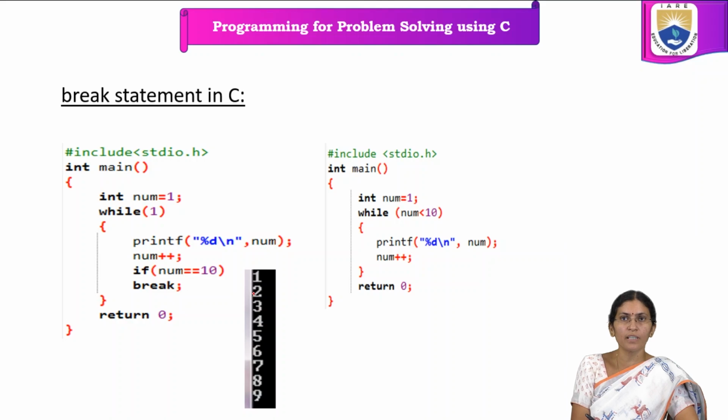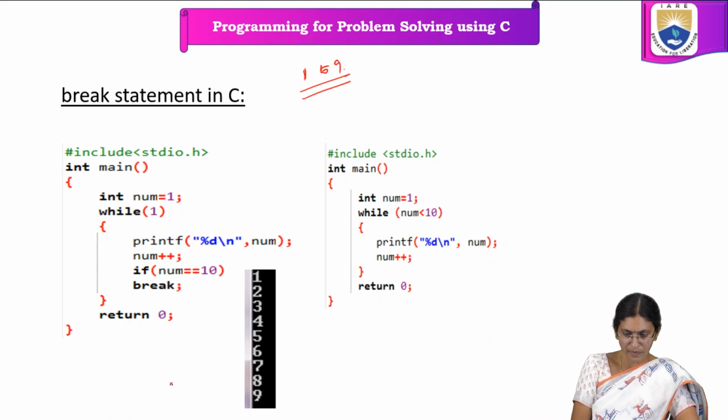This is a program to print the numbers from 1 to 9. There are different ways in which you can write the program. The first one is written without using the break statement, to print the numbers from 1 to 9.